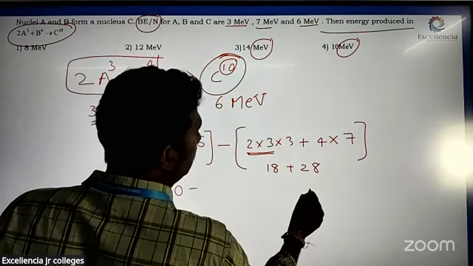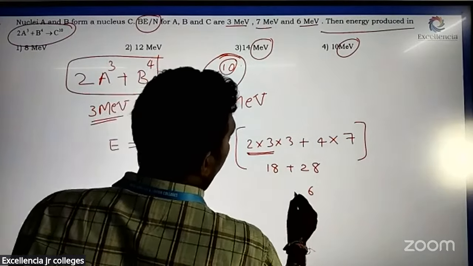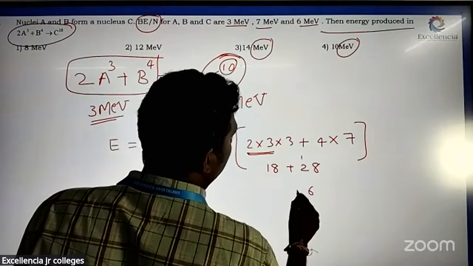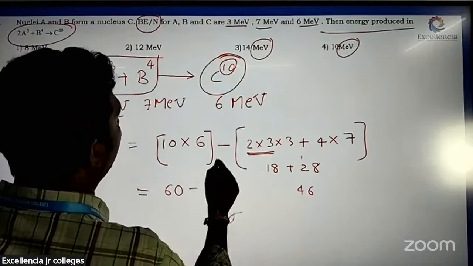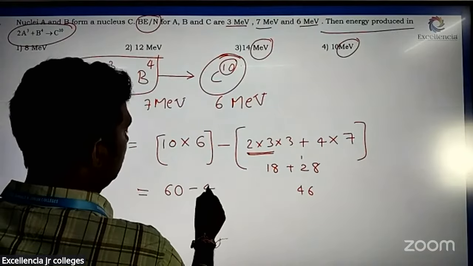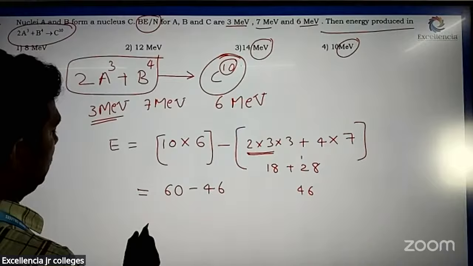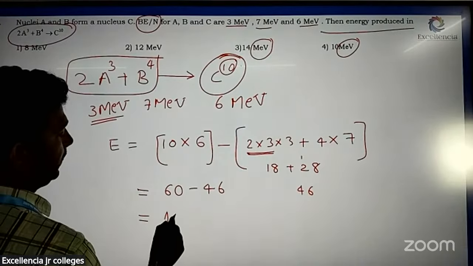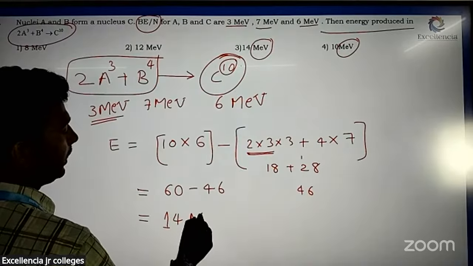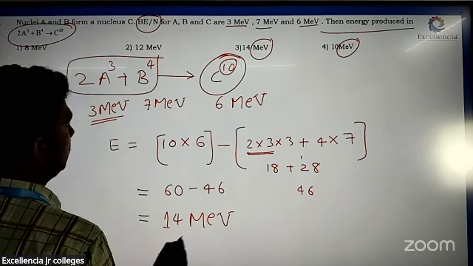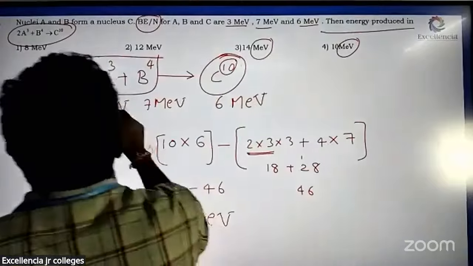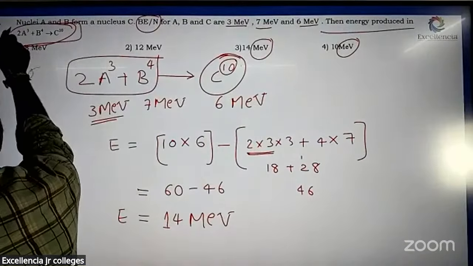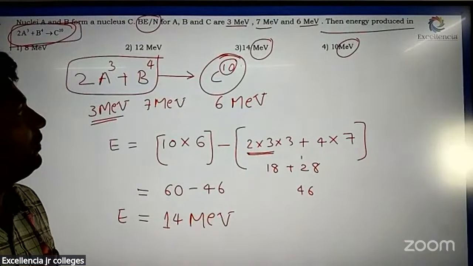So 60 plus 1, 46. So how much will it be? 46 minus, 60 minus 46. How much will it be? So 14 MeV. That is the energy released in this nuclear reaction, which is given by us. Got it, students, all of you?